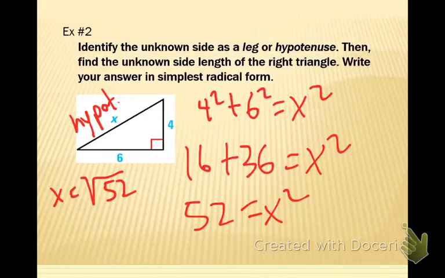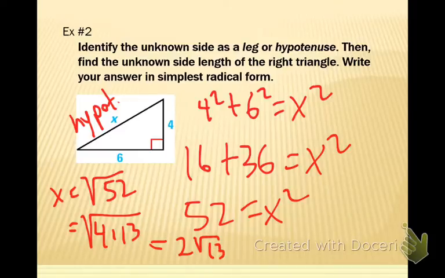Four goes into 52, right? 4 times 13. So that's going to be, what do I bring the 4 out as? What's the answer going to be? 2 radical 13. Okay, so it said to do it in simplest radical form. If it says simplest radical form, you can't calculate it as a decimal.